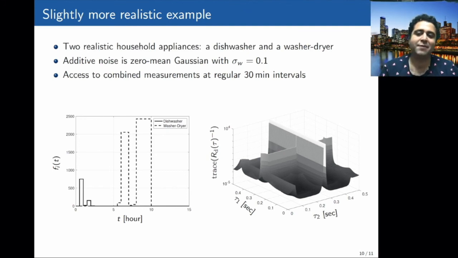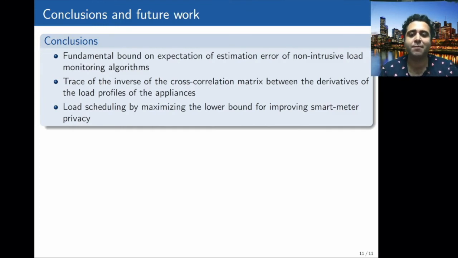So in this paper, to summarize, we show a fundamental bound on the variance of the estimation error for non-intrusive load monitoring. We don't really care what load monitoring algorithm is used. Is it machine learning? Is it a Markov chain? Is it integer programming? We just have this fundamental bound that comes from the Cramer-Rao bound on how well it can actually perform. This fundamental bound is a function of the trace of the inverse of the cross-correlation matrices.